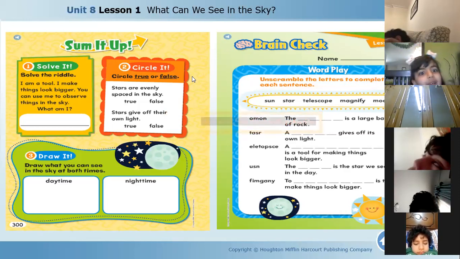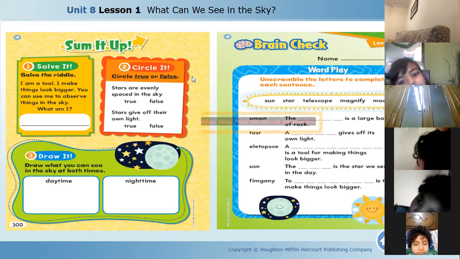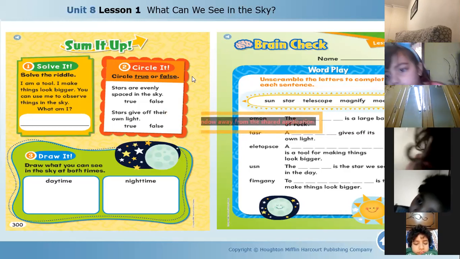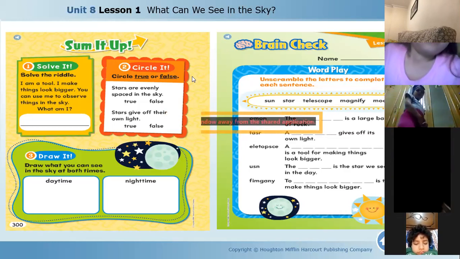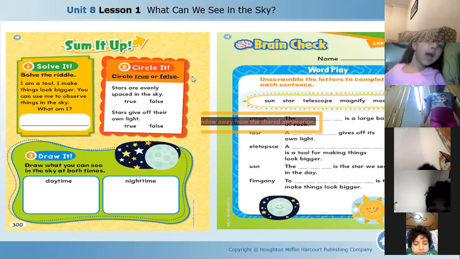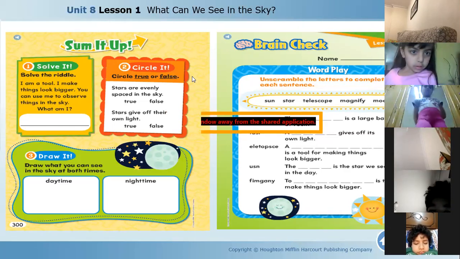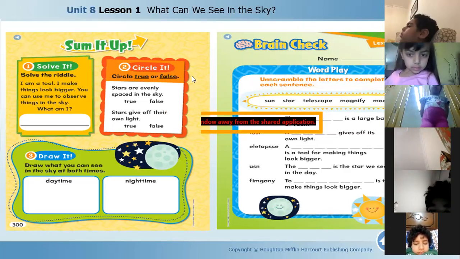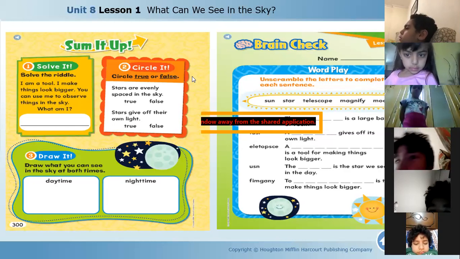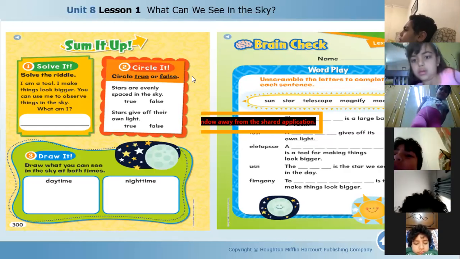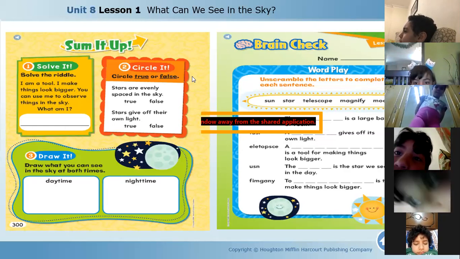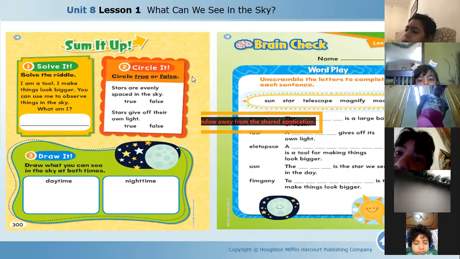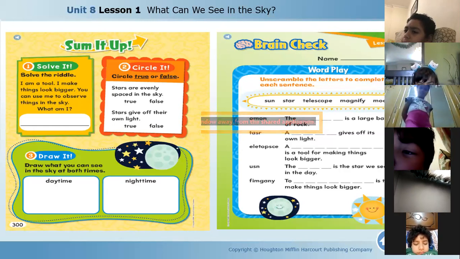Farida, a blank is a tool for making things look bigger. Wrong. Complete. A what is a tool for making things bigger? What makes things bigger? A telescope. Excellent, Farida.